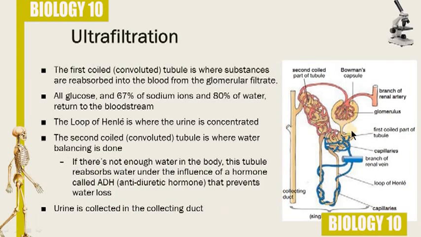Once filtered, substances are reabsorbed in the first coiled part of the tubule. Glucose, sodium, and water are returned back to the bloodstream. This is the loop of Henle, where urine is concentrated. At the second coil, water balance happens. Urine is collected in the duct and sent to the bladder.